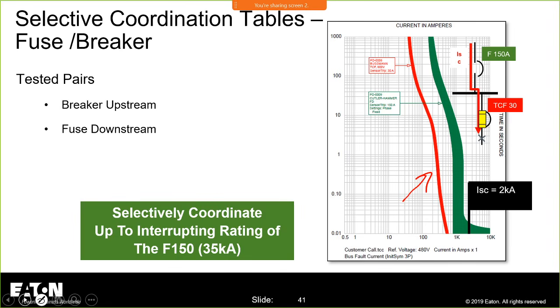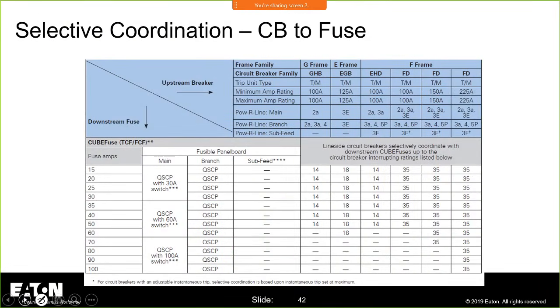Putting a TCF Bussmann TCF fuse downstream of that breaker lets me keep a 150 amp breaker upstream. It'll selectively coordinate up to the interrupting rating of that upstream breaker, which gives me a lot of room. That reduces the size of everything upstream. If I can do at least one layer of that fusible solution downstream, this table shows you the testing results of what we've done with the QSCP solution downstream of our breakers.